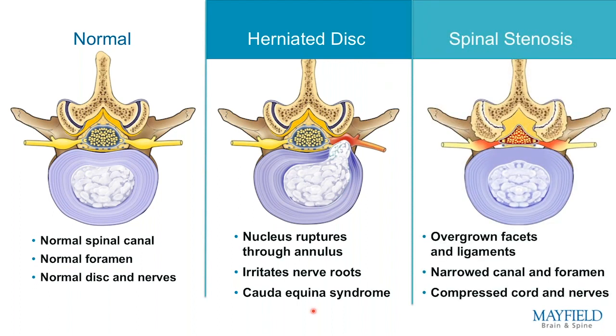So in spinal stenosis, what we see here is that the spinal canal or the intervertebral foramen become overgrown and narrowed over time, and it compresses the nerve. If the spinal canal is narrowed, this is called central stenosis. And if the foramen is narrowed, that's called foraminal stenosis. Okay, so the foraminal affects the nerve roots, central affects the canal and compresses the cord.